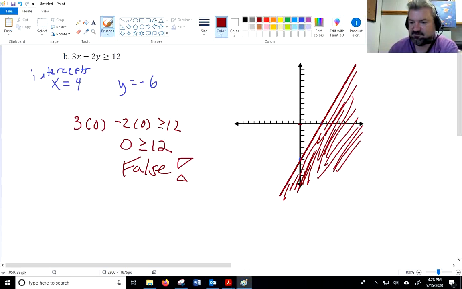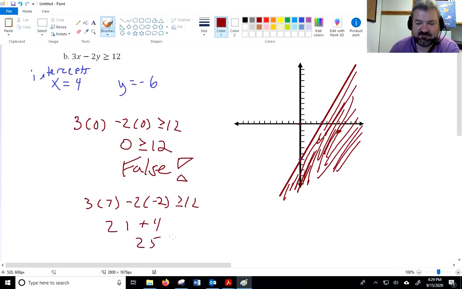7, -2 is like over here. And we just colored it in, so it better darn well be right. 3 times 7 minus 2 times a -2. Is that greater than or equal to 12? That's 21, but that's plus 4. That's definitely greater than or equal to 12. So it looks like we shaded the correct side.